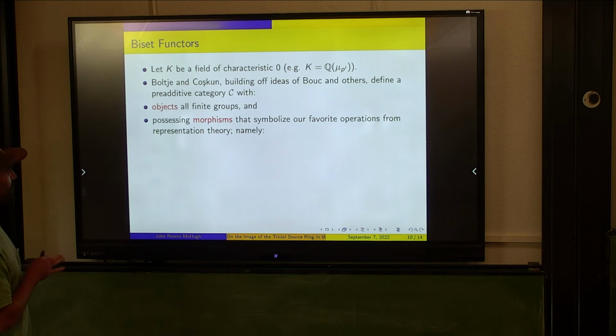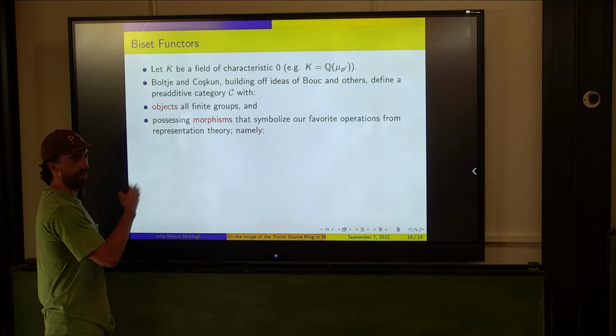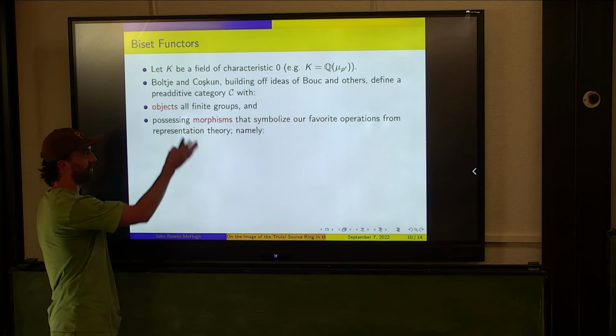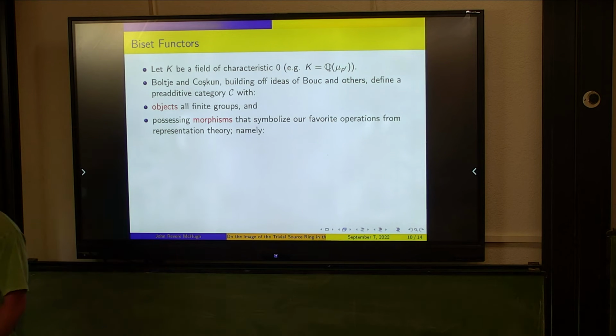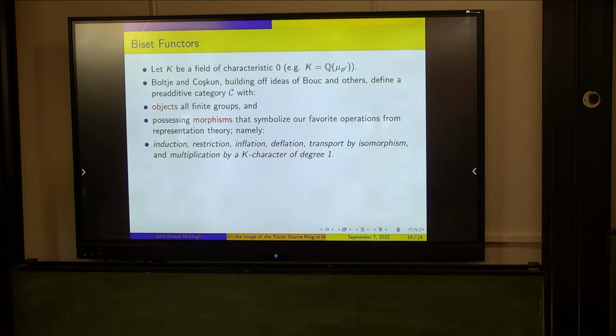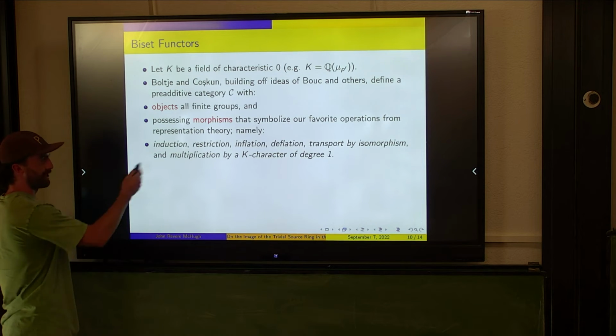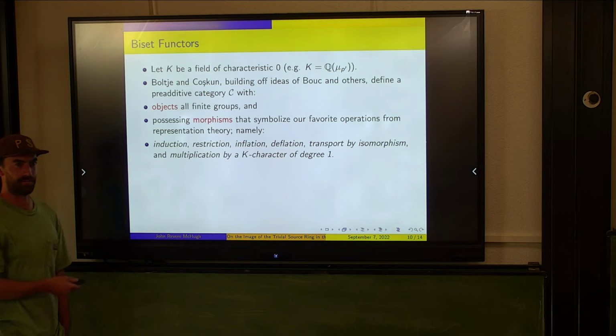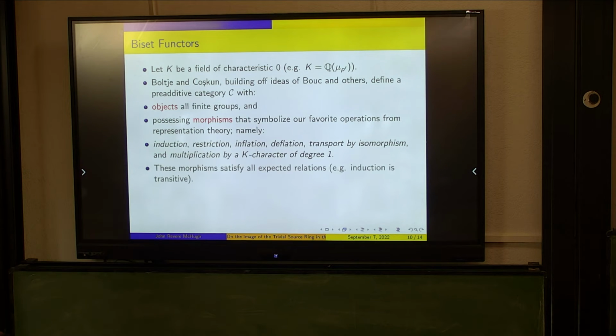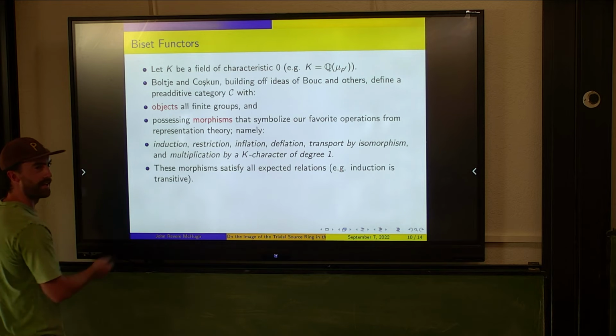And the category C, the pre-additive category C, possesses morphisms, you can think of them as just arrows, that symbolize our favorite operations from representation theory. So for example, there are arrows in this category called induction, restriction, inflation, deflation, transport by isomorphism, and multiplication by a linear character. The morphisms satisfy all expected relations, like induction is transitive.